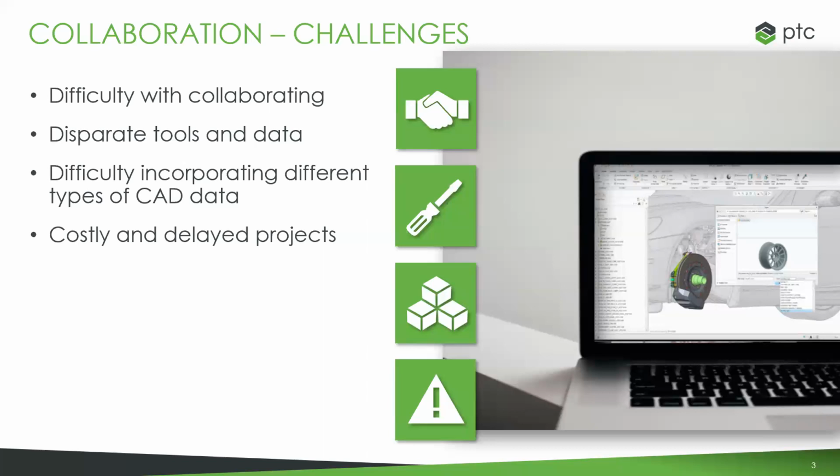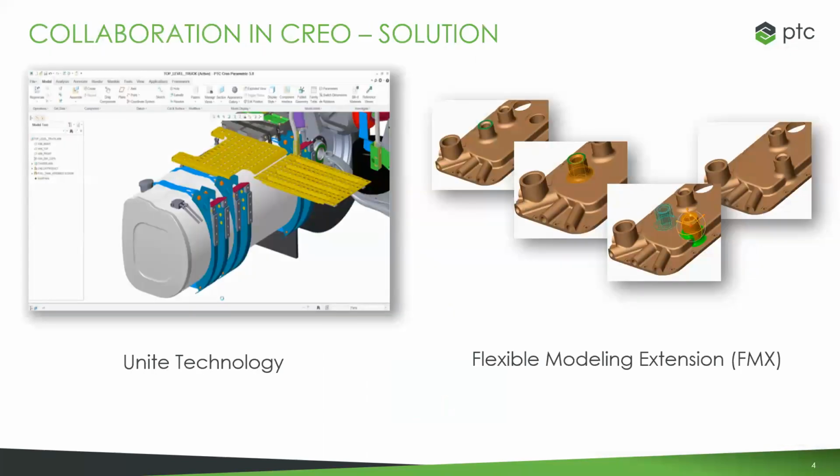Whenever you're trying to get things out the door faster, all these things can be roadblocks, and we took them into account and built out specific tools that help with this. I'm going to be going over mainly two today: first and foremost, Unite technology and flexible modeling, which helps us a lot with working with data that we're bringing in.